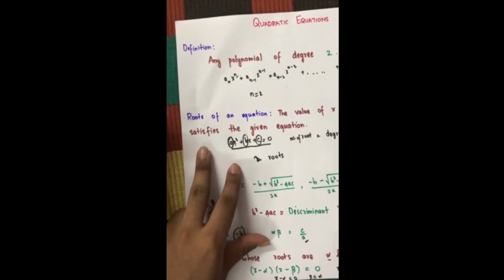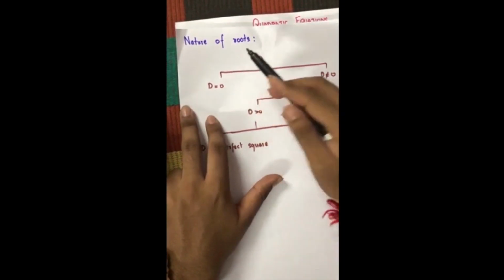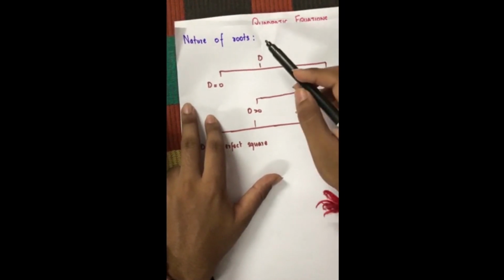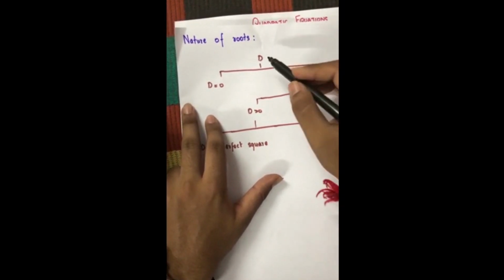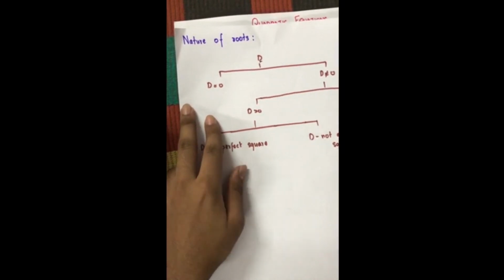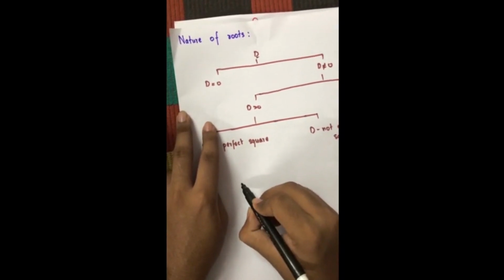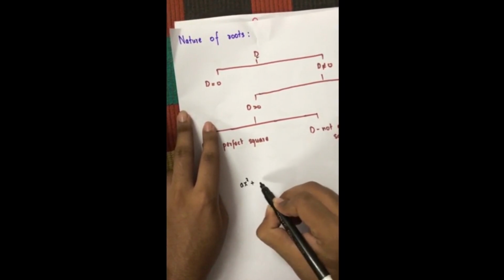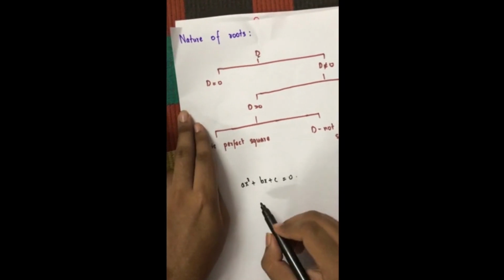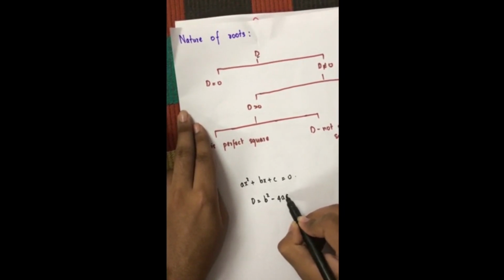Since we have seen roots right now, next we will be looking into the nature of the roots, how the roots will be. The nature of roots always depends upon an important factor D, which is the discriminant. Let's confine our discussion to the equation ax square plus bx plus c equal to 0. In this case, D is going to be equal to b square minus 4ac.